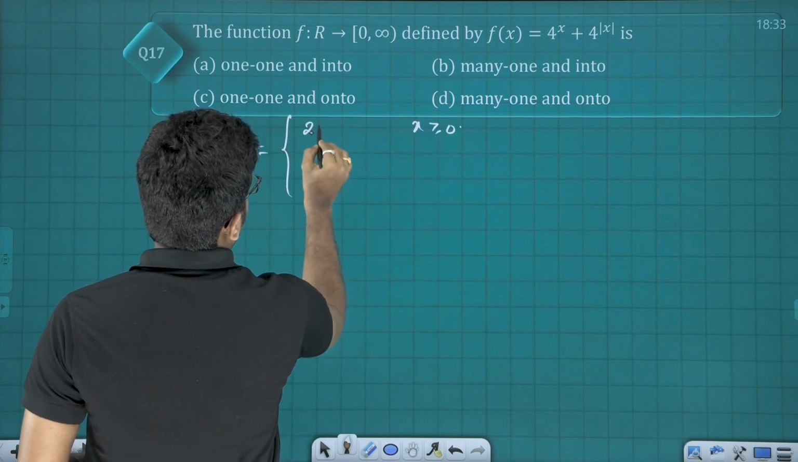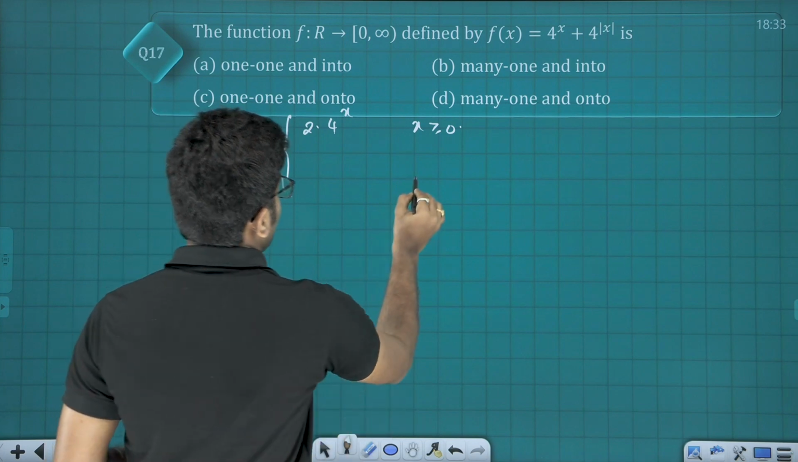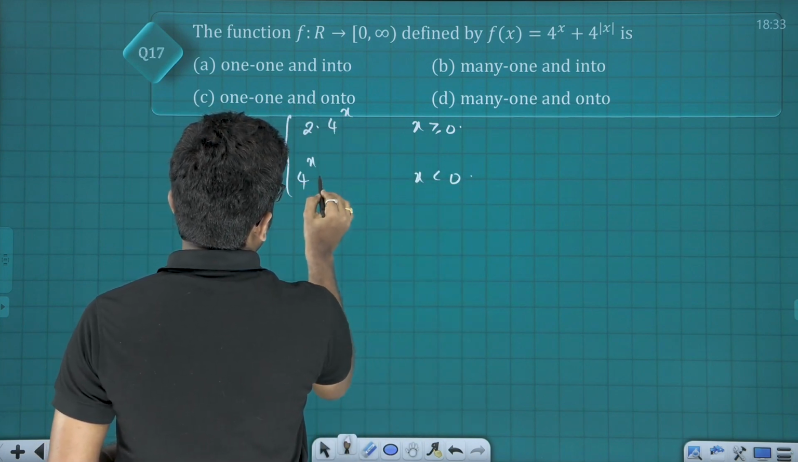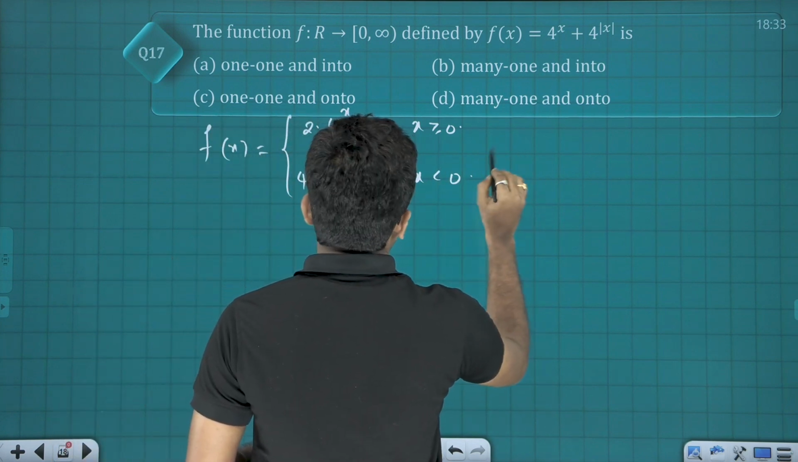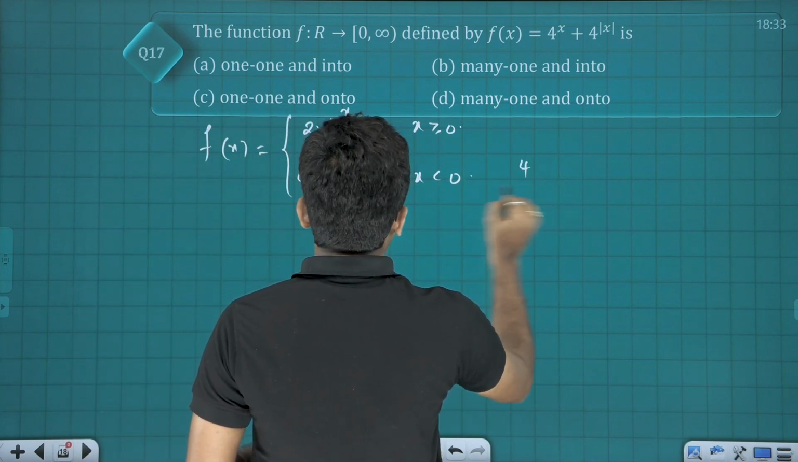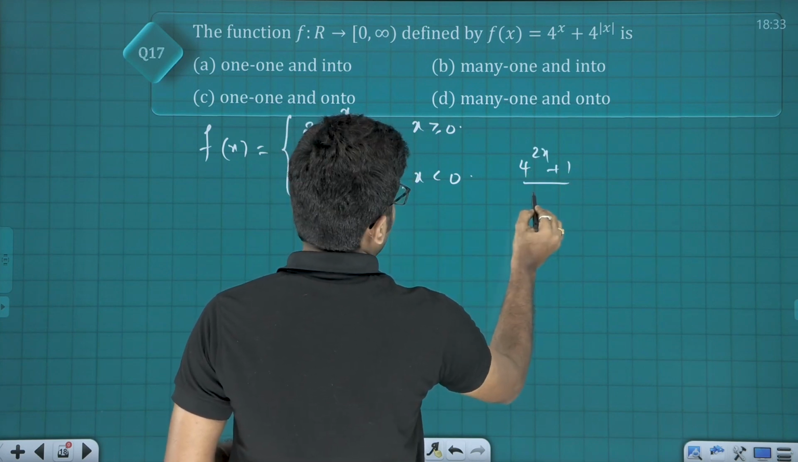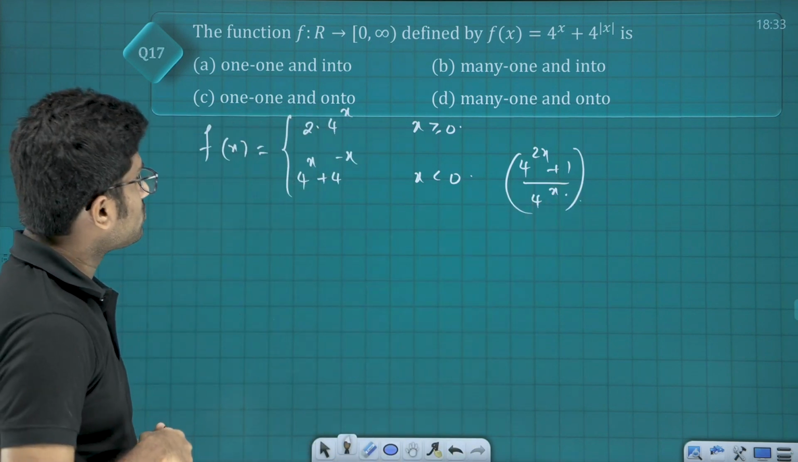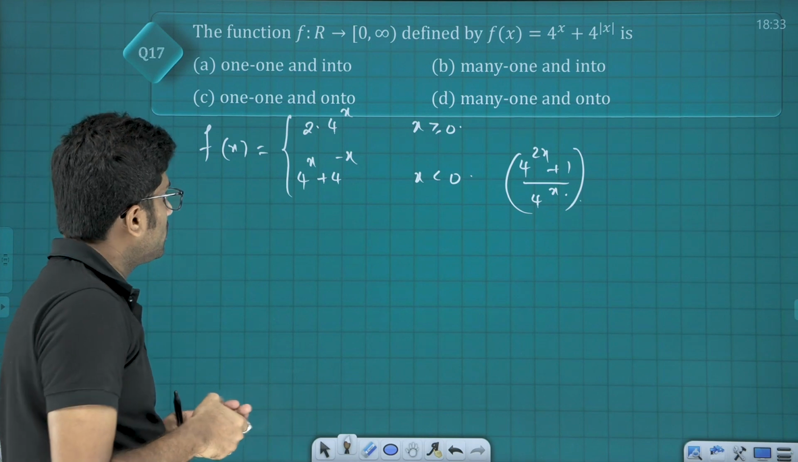4 power x plus 4 power x means 2 into 4 power x. And when x is less than 0, that is clearly 4 power x plus 4 power minus x. This is nothing but, by taking LCM, 4 power 2x plus 1 divided by 4 power x. Okay, that's it. Now let's see whether it is onto.